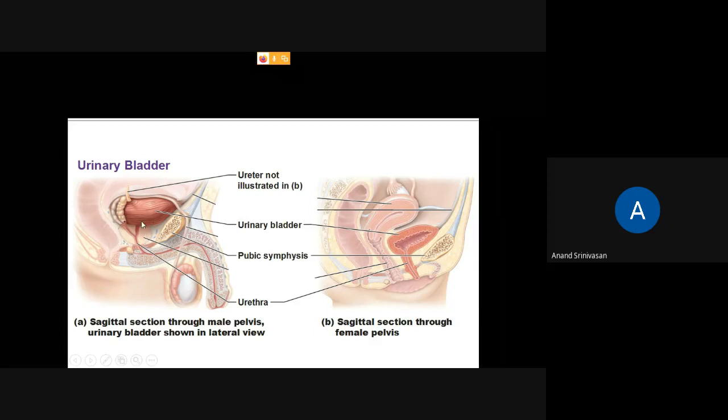Also, another thing, if you note, the urethra is long in males. The urethra conveys the urine from the urinary bladder to outside. So this is longer in males, whereas in females, the urethra is short. Okay, any doubts until now?